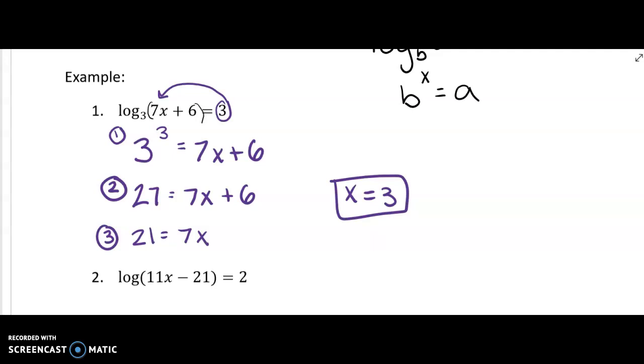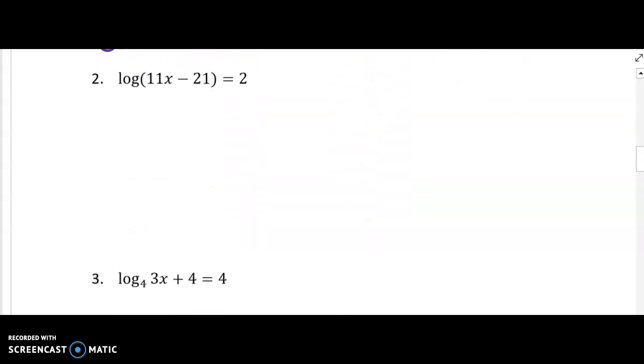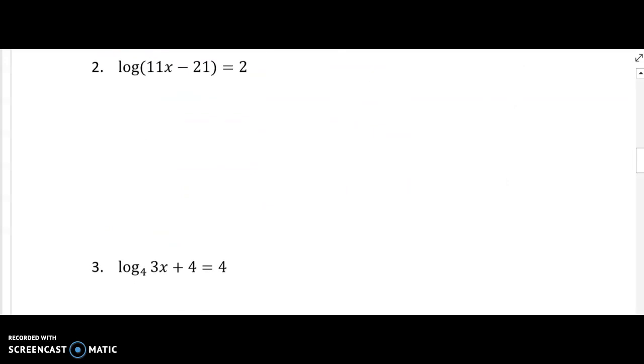I'll do one more example with you. Now we have log of 11x minus 21 equals 2. I remembered the parentheses this time. I notice immediately that we don't have the little base number here. Because this is log, we have base 10. Sometimes I like to rewrite it real quick so that I remember that it's log base 10.